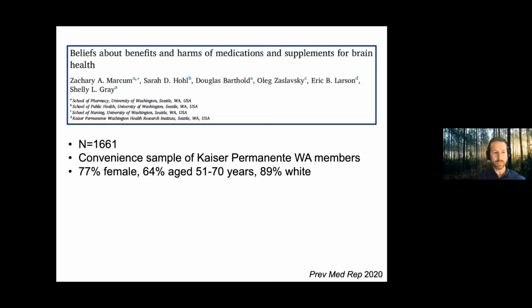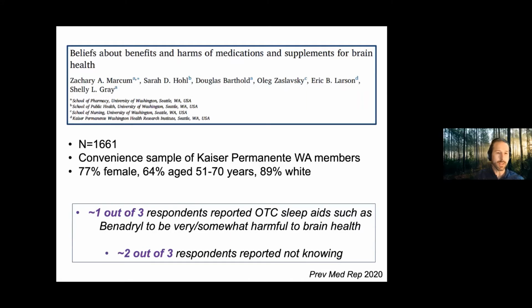So what do patients believe about anticholinergics in brain health? These are data from a survey that we did among a convenience sample of Kaiser Permanente Washington members. You can see their demographic characteristics listed there. And what did we find? We found that 1 out of 3 respondents reported that OTC sleep aids, such as Benadryl, were very or somewhat harmful to brain health. So, some people were aware of this evidence, but the vast majority, 2 out of 3 respondents, reported not knowing, indicating that there's a lot of opportunity here for education and outreach.